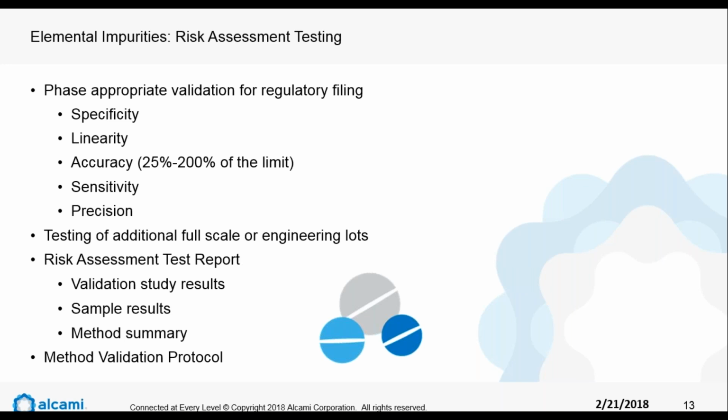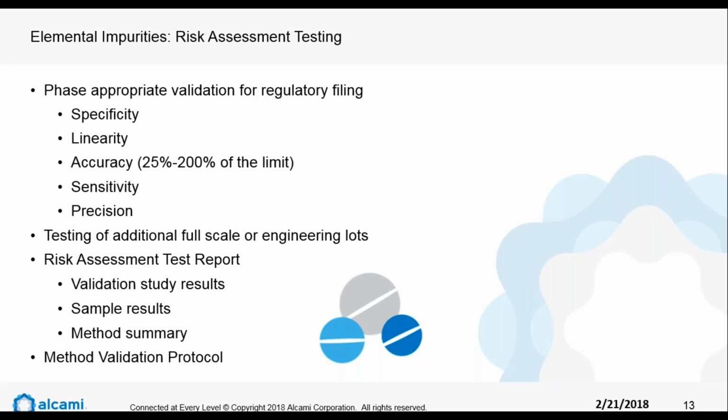Moving on, as Chris mentioned, there are two approaches. One is the risk assessment testing approach, which is the preferred approach. And then we also have the development and validation. For our risk assessment testing, this is a general Alcami method, but we're going to customize it to your specific drug product or raw material or drug substance.